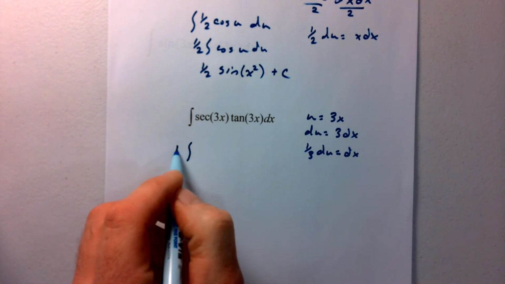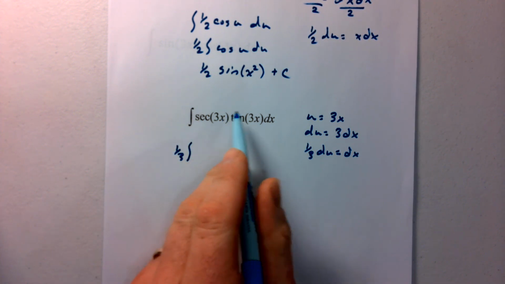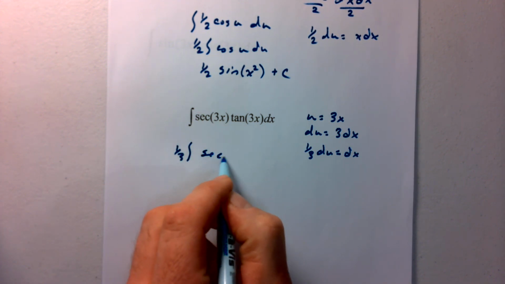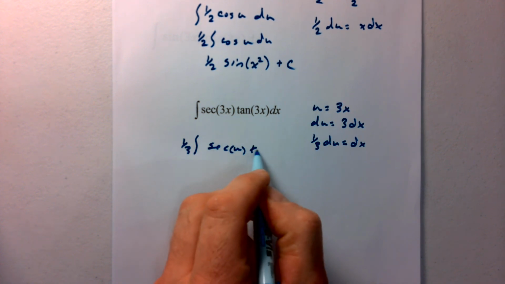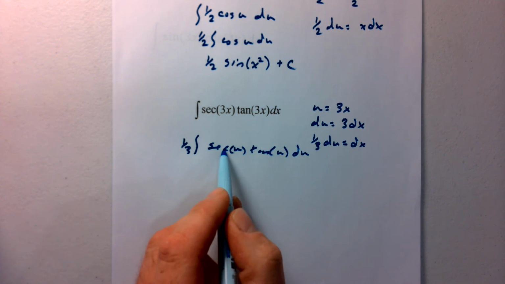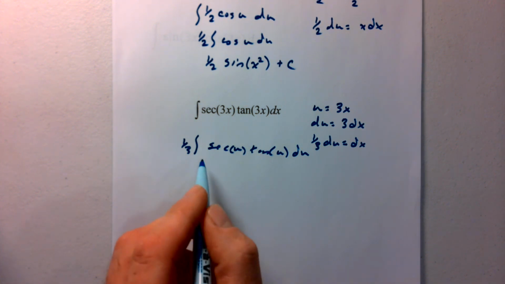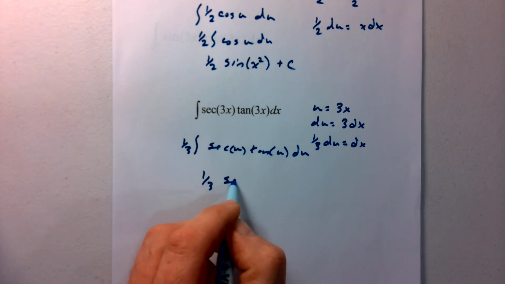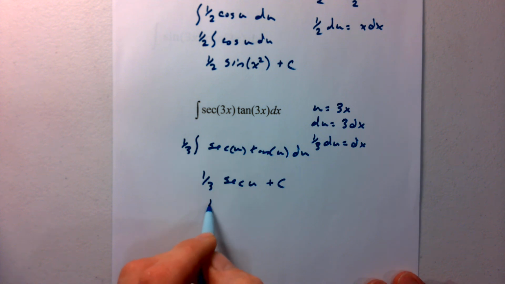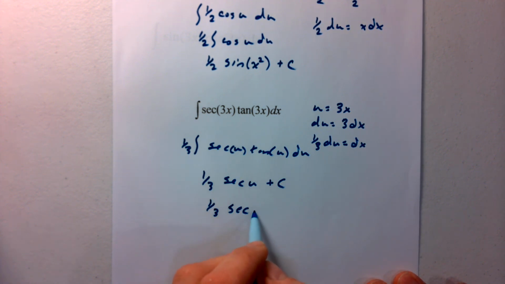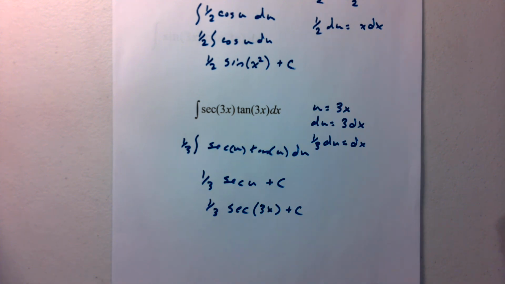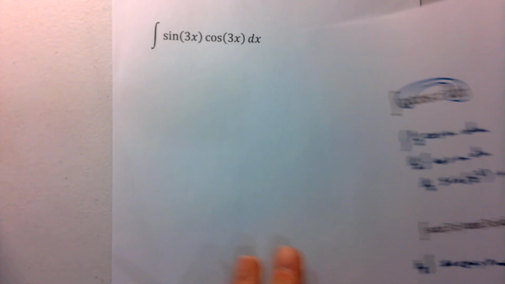So now I'm looking at 1/3, since we have 1/3 times all of our integrand, we can bring that 1/3 out, of secant of u, tangent of u, du. And again, we know the integration of secant tangent, that is going to be the secant of u. And then plus our c. We can go ahead and replace our u with our 3x, and there's going to be our answer. So we get 1/3 the secant of 3x plus c. So fairly straightforward, I think, at this point.